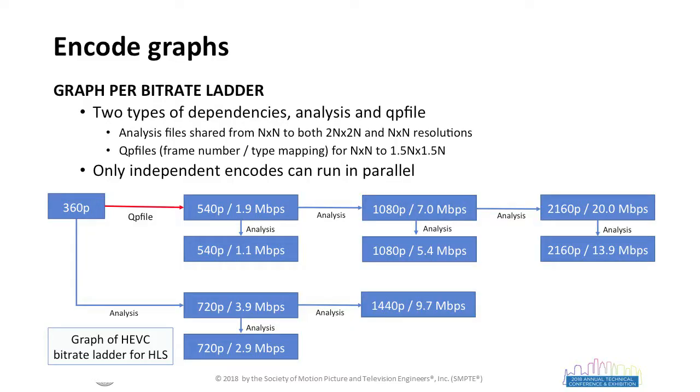So any of the encodes that you can see here that are in vertical columns can all be done in parallel because they have no dependency on one another. The analysis files can be applied between resolutions that are multiples of 2 or potentially to a lower bitrate encode of the same resolution.